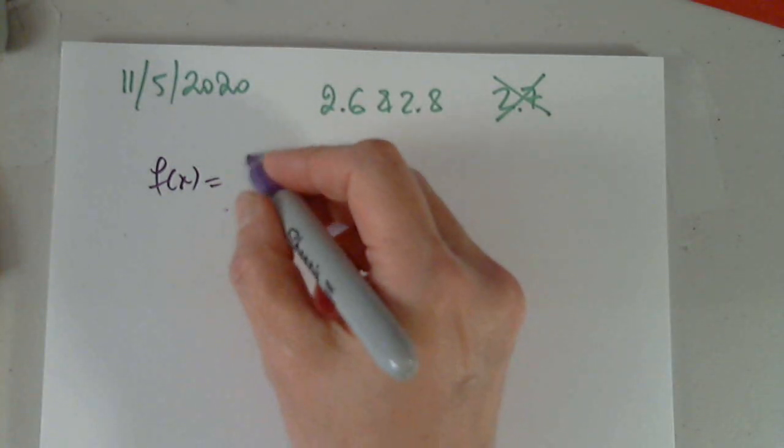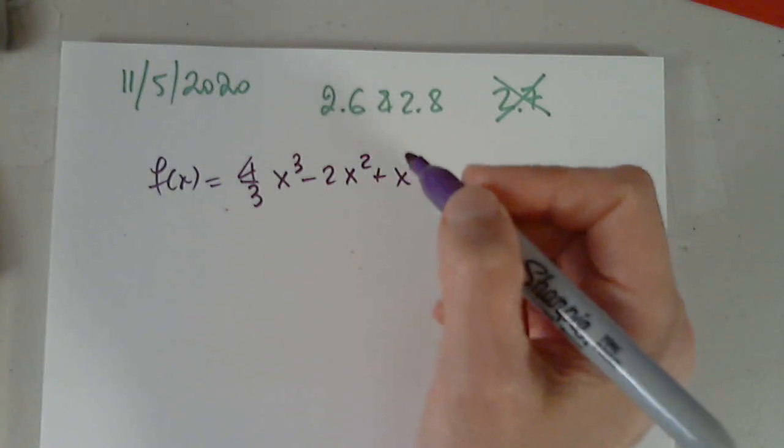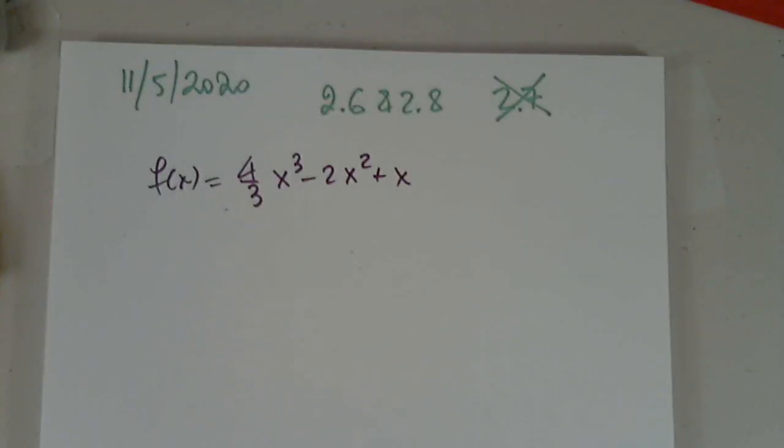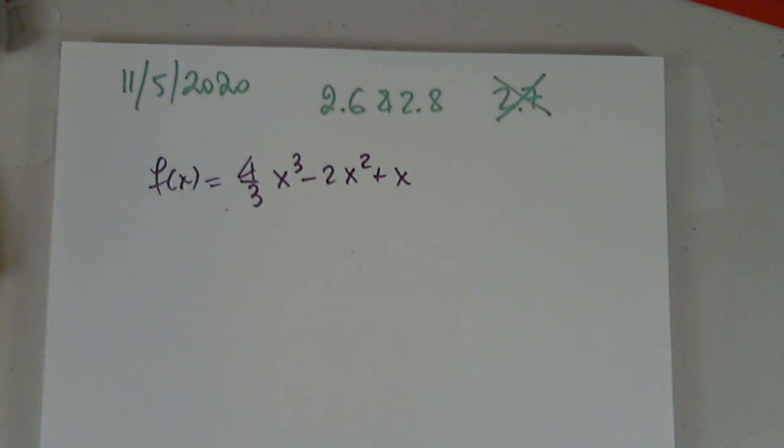on that device. So f of x is 4/3 x cubed minus 2x squared plus x. Show everything, including x factorized only. So this problem, right? Yes. Okay.